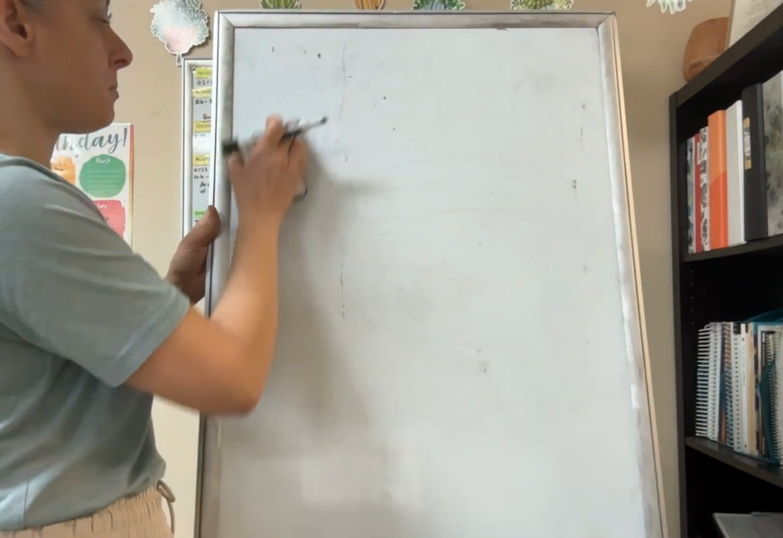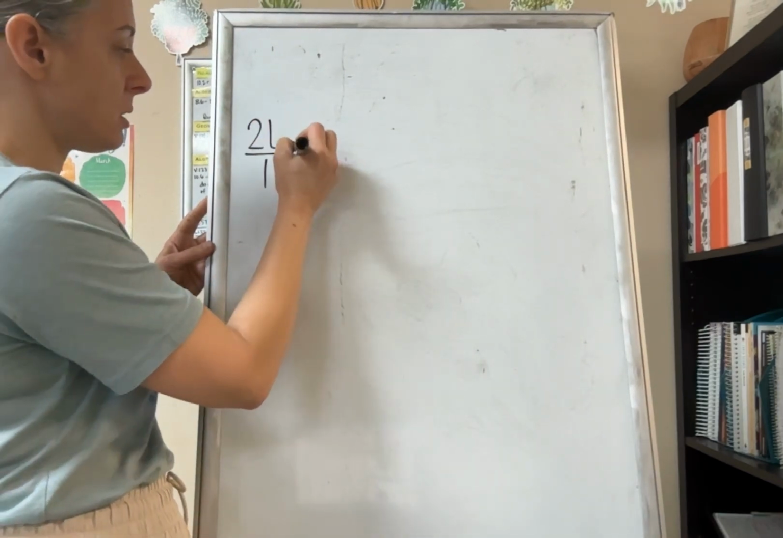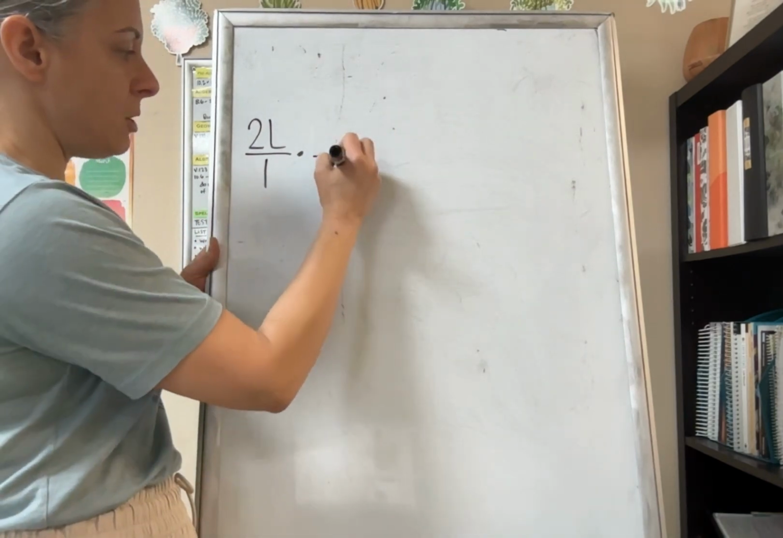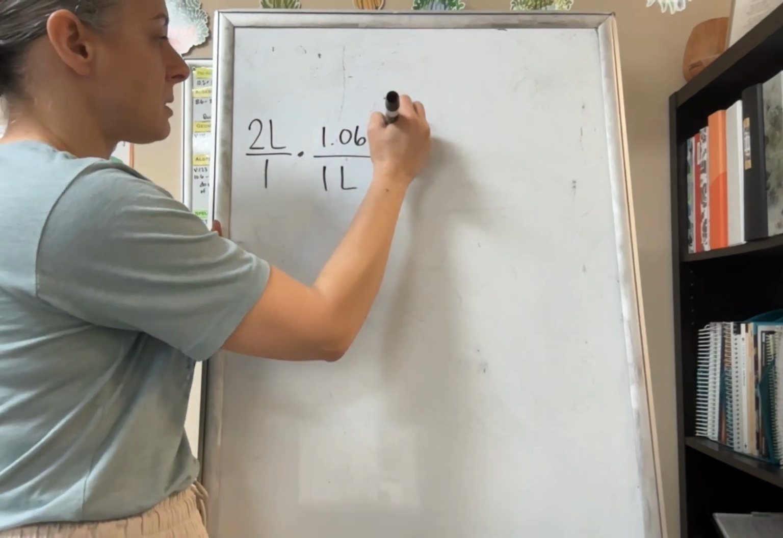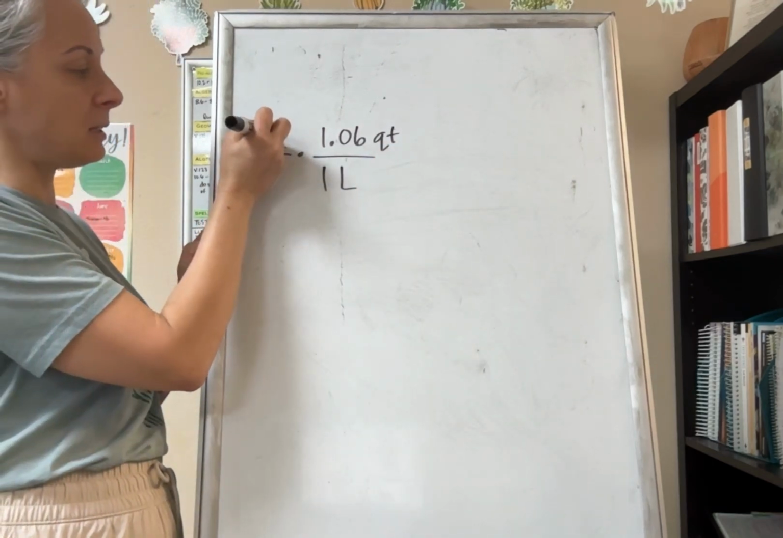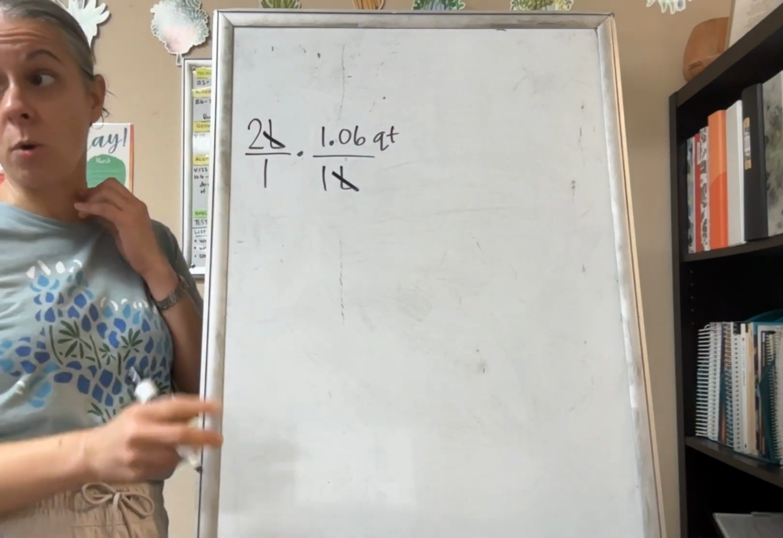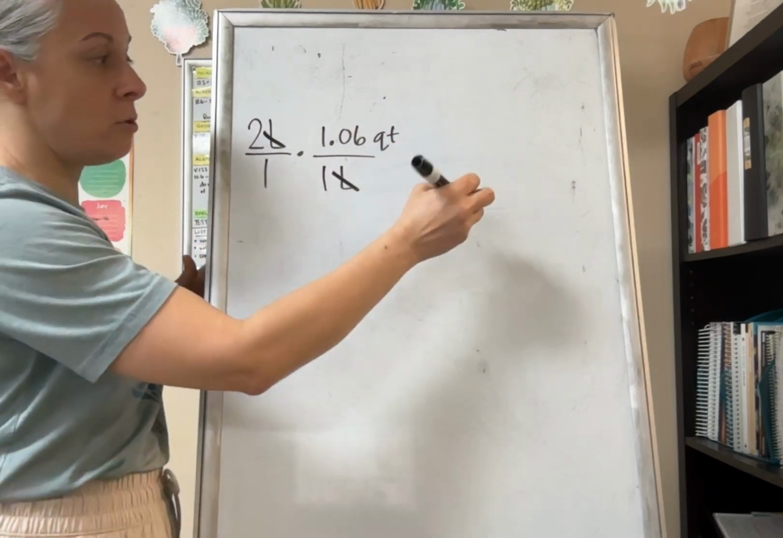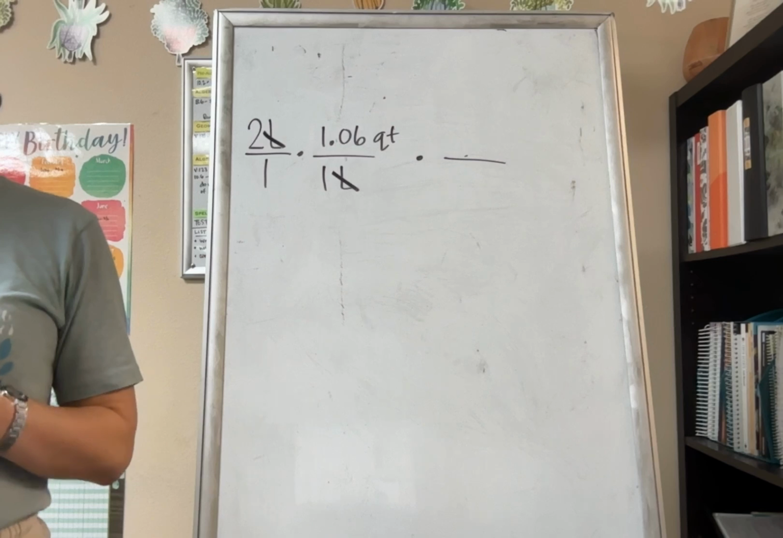I'm going to write this a little bit smaller so we got a little bit more space on the board. So we've got 2 liters, and our unit conversion tells us that 1 liter is equal to 1.06 quarts. Okay? Now that's going to work because liters cancels, right? And all I'm left with is quarts. Are y'all watching? So now I need to add another unit conversion here that will let me change quarts to cups. How many cups are in a quart?